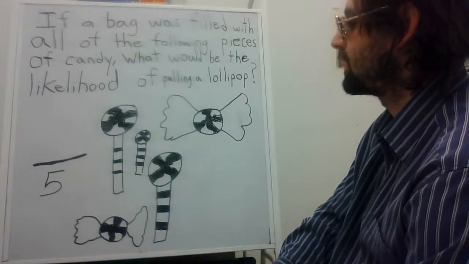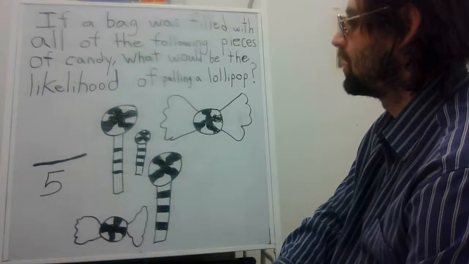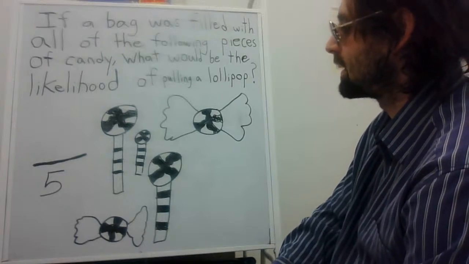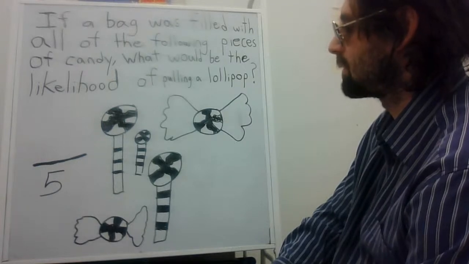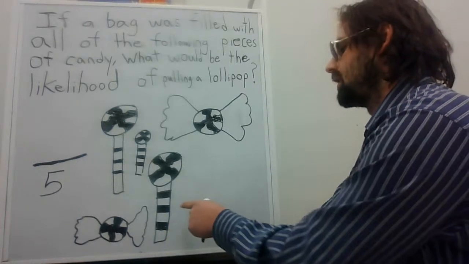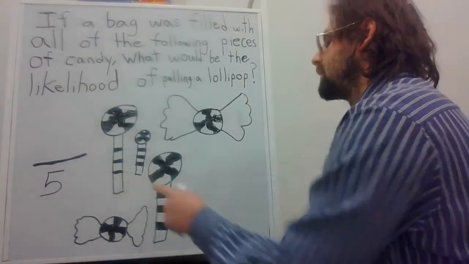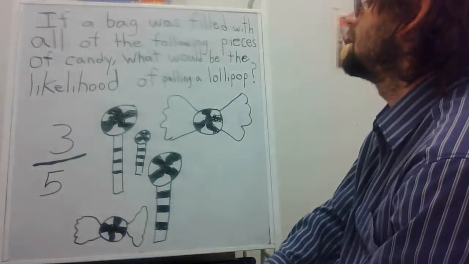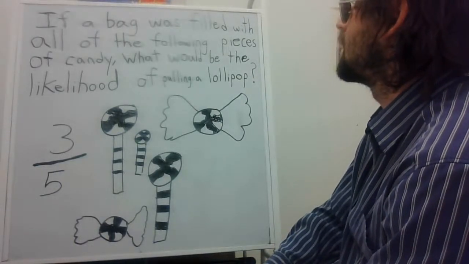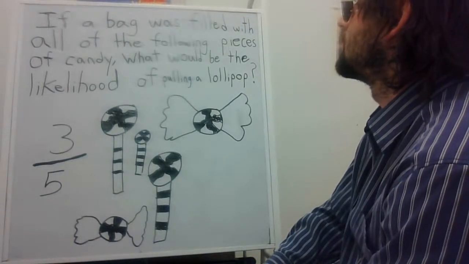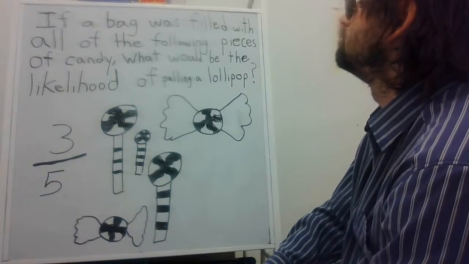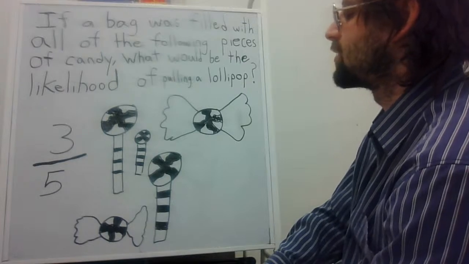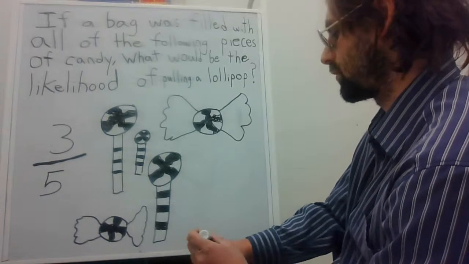All right, so now to find the numerator, I have to count the total number of lollipops. So now I'm just going to be counting the candies that have the sticks on them, because those are the lollipops. Ready? 1, 2, 3. Our answer is 3/5. The likelihood of pulling out a lollipop would be 3 out of 5, or 3/5.